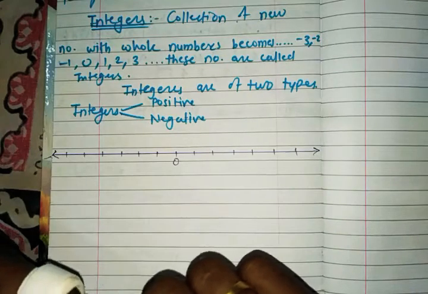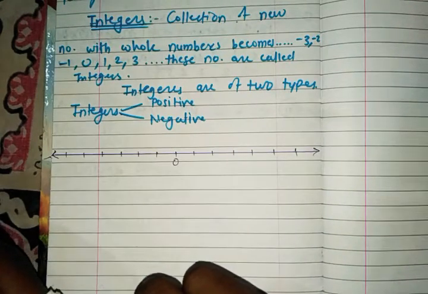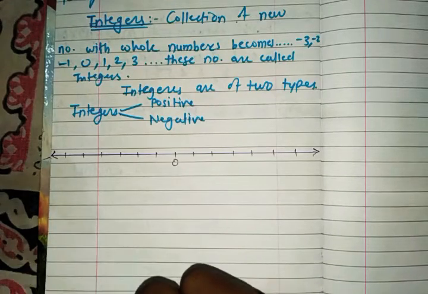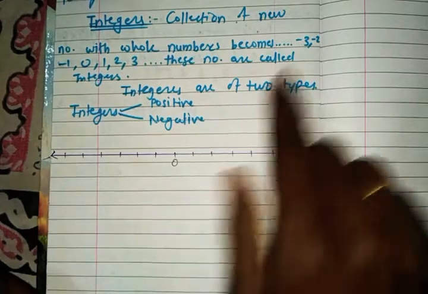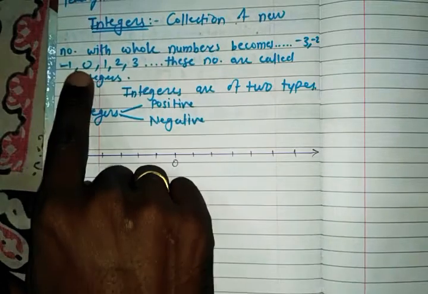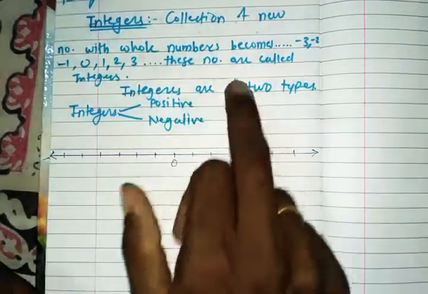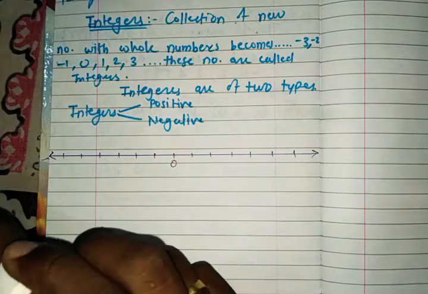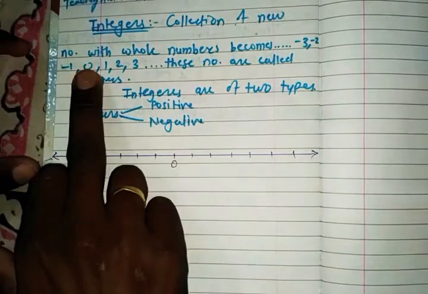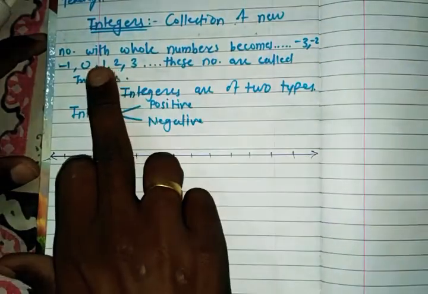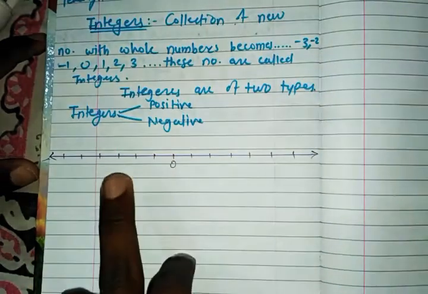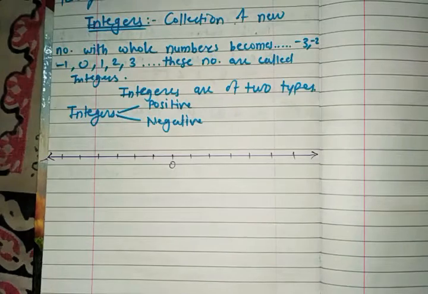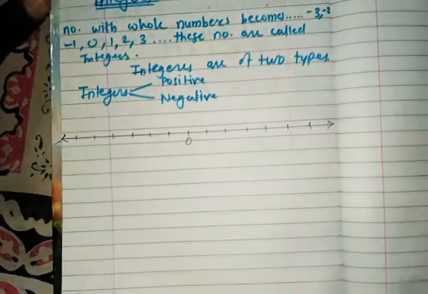Integers are the collection of numbers, that is whole numbers with the new numbers. And which are the new numbers? That are -3, -2, -1, 0, 1, 2, and these numbers are called the integers. Students, there are two types of integers as you have seen: positive, that is 1, 2, 3, and negative, -1, -2, and -3. So we can represent these numbers on the number line.